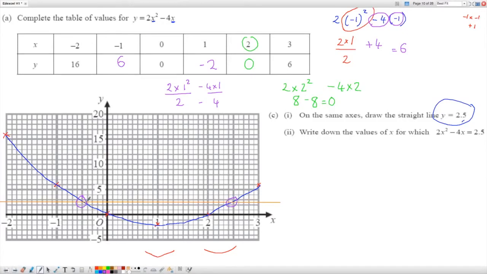So reading down from our graph, we can see this point is at negative 0.5, a half. I'm reading across here approximately just there at 2.5. So our two values for x are minus 0.5 and positive 2.5.